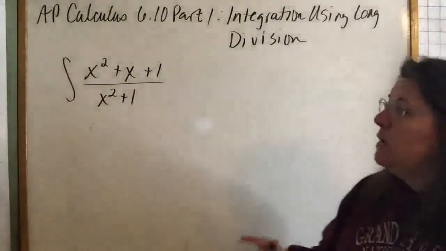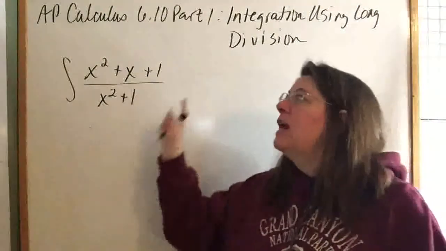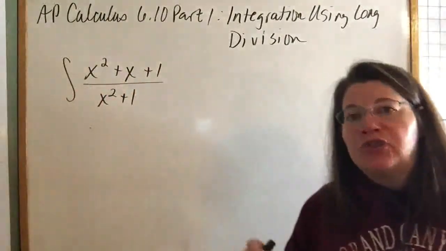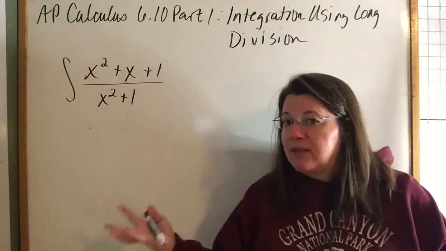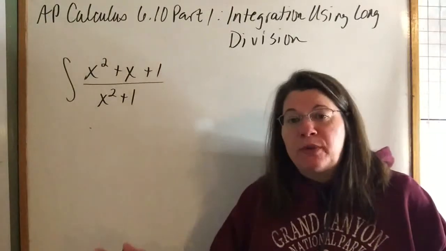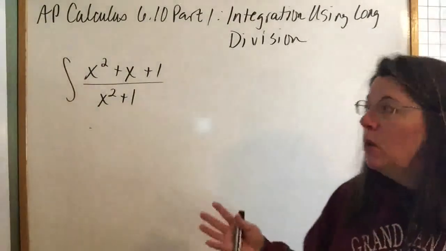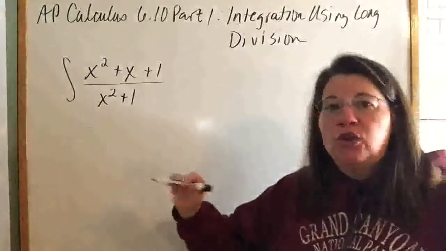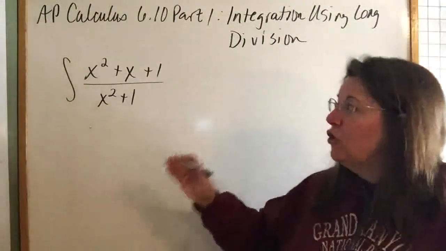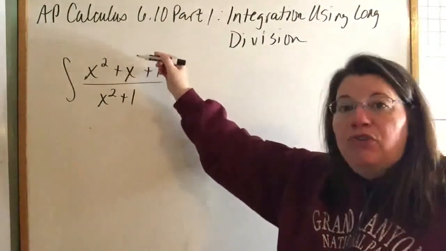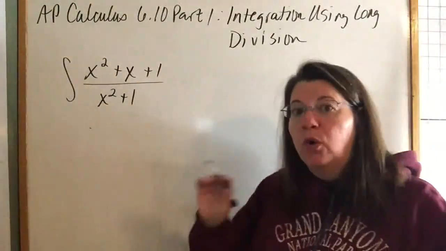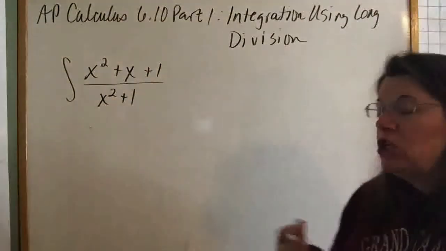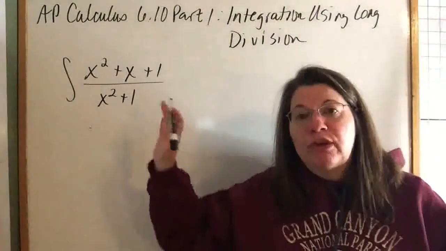So what you need to do here is rewrite this problem so that you're not changing its value, you're just making it look different, and that thing that makes it look different enables you to integrate it as well. So what we're going to do, and again, you only do this when the degree of the top is either the same as the bottom or higher than the degree of the bottom. It won't work otherwise. We're going to use long division to rewrite this problem.